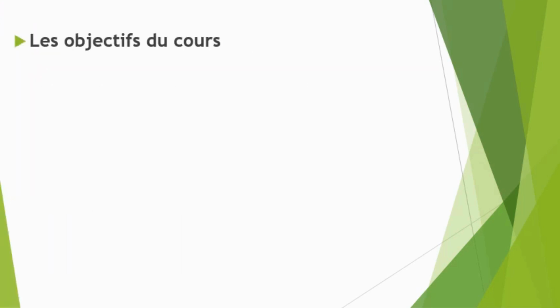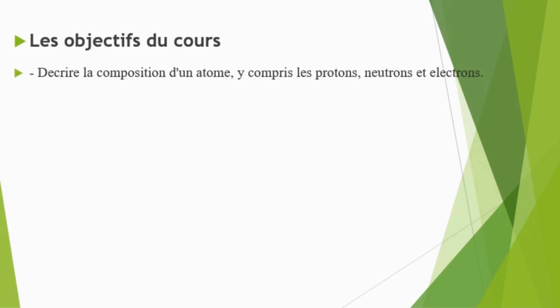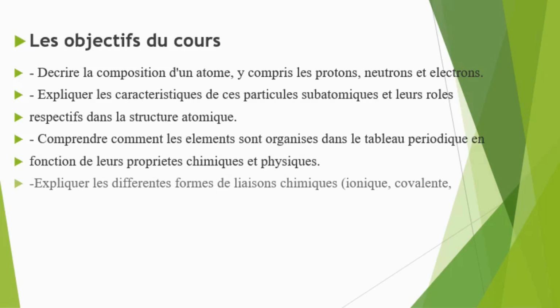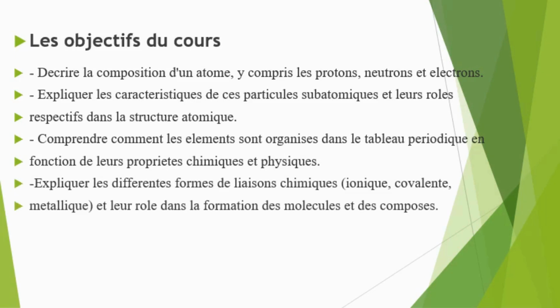So, the first part is objective. Les objectifs de cours. So we have many objectives. Décrire la composition d'un atome, y compris les protons, les neutrons et les électrons. So here we try to give some definition of atom, protons, neutrons, electrons. So atoms and their inside components.